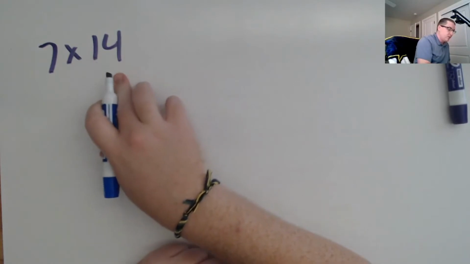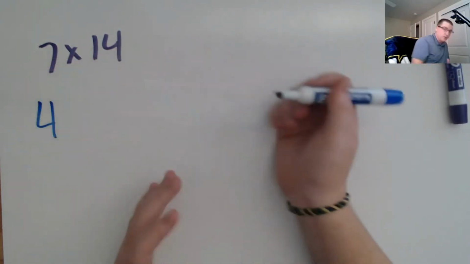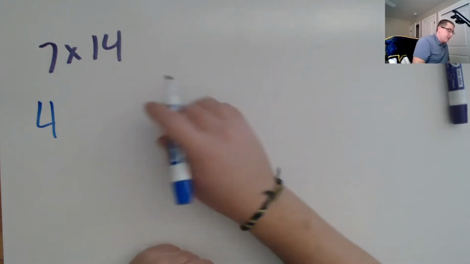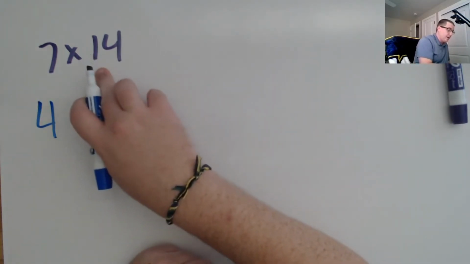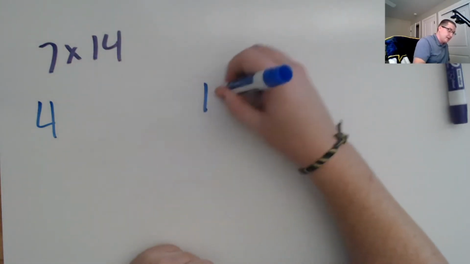We're going to start with the 4. It's in the ones place. Because it's in the ones place, the 4 is, in fact, worth 4. Next, we're going to split the 1 off. So the 1 is in the tens place. So because it's in the tens place, it is worth 10.